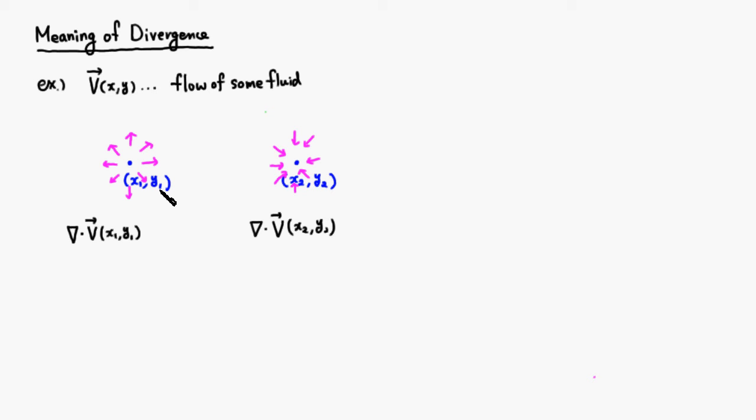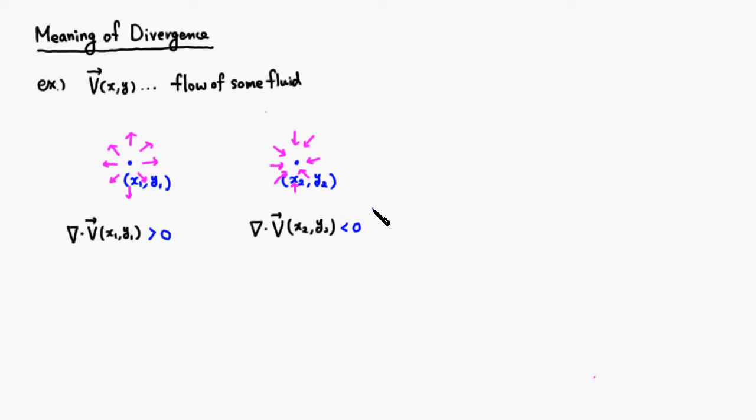When you look at the divergence of this flow at, say, x1 comma y1, the divergence is going to turn out to be positive. So if you have a positive divergence, then flow is going outward. That's why it's called divergence. Flow is diverging from that point. And when you have a sink where the flow is going into that point, then the divergence of that flow is going to turn out to be negative, right?